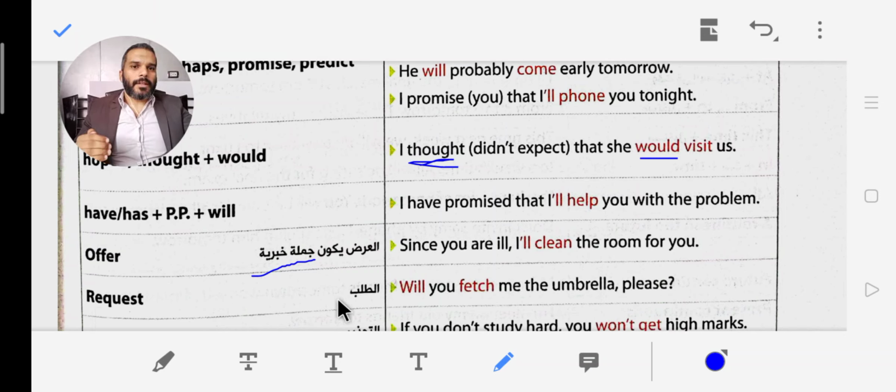We use a statement to make an offer. Since here in this sentence equals because equals as. You can say because you are ill, I'll clean the room for you. This is an offer.